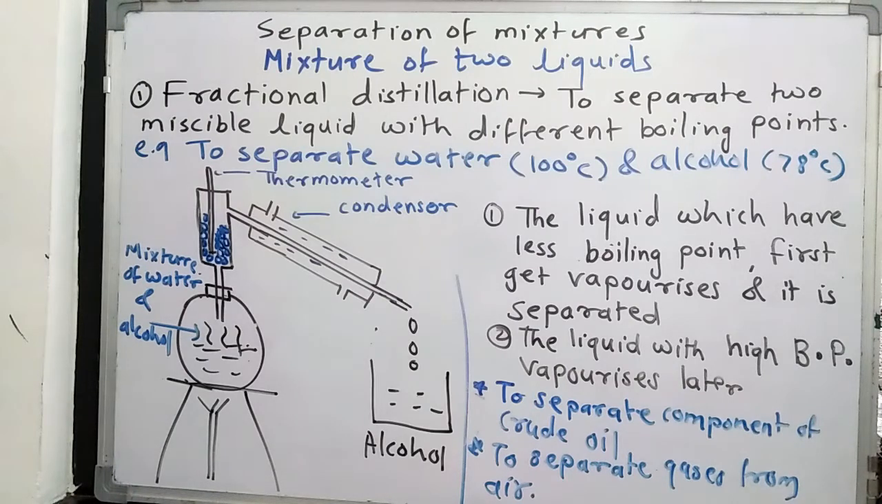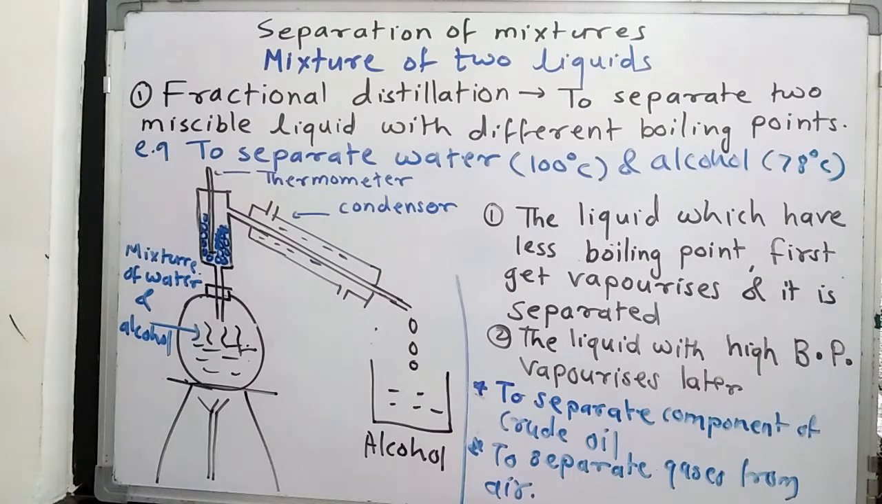We know air is the mixture of various gases like nitrogen, oxygen and many more, from which some gases are useful. They are required, like oxygen is used for artificial breathing. So we can separate out the gases like oxygen, nitrogen, argon from the air by this method of fractional distillation. So fractional distillation is used for the miscible liquid.